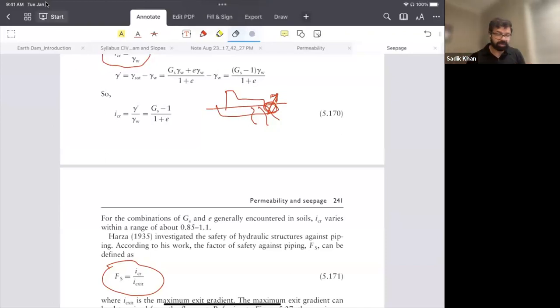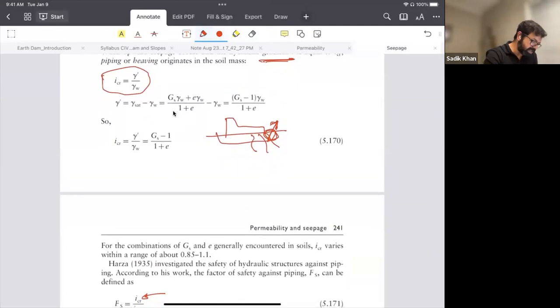So if I want to calculate the factor of safety against piping, all I have to do is find out the i critical and the i exit gradient, and we can go from there. So now the question is, what is the i critical? The i critical is the formula gamma prime over gamma W.